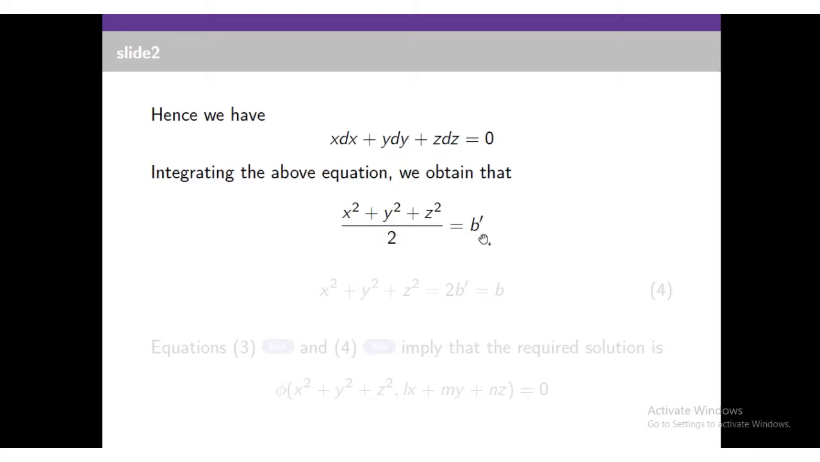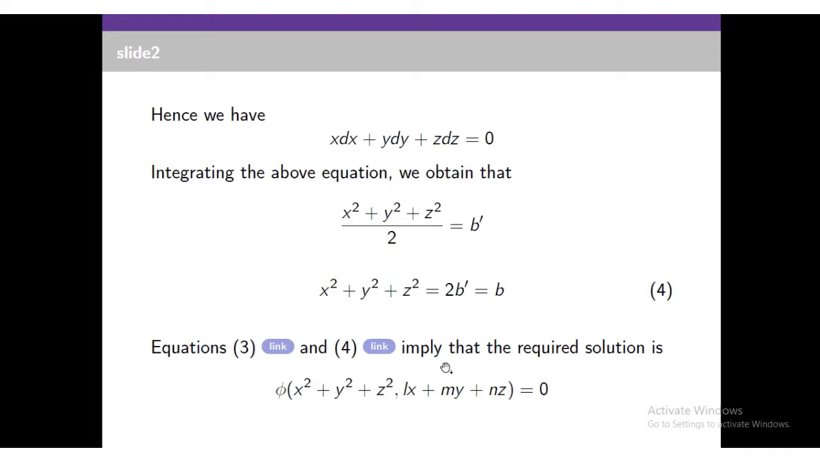Now taking this 2 to the right hand side, you will get x square plus y square plus z square equal to 2b dash, and this 2b dash we write as b. So this is the second integral of the auxiliary equation, and you remember that the first integral of the auxiliary equation, which we have written in equation 3, is lx plus my plus nz equal to 0, and this is the second integral. So we can write our required Lagrange's equation as phi of x square plus y square plus z square comma lx plus my plus nz equal to 0.